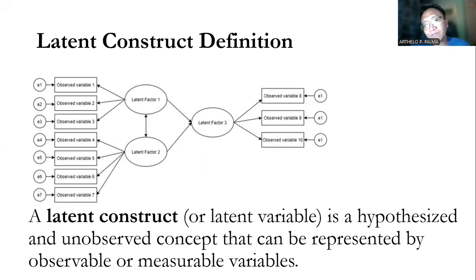Now, after we define the theory, let's proceed to latent construct definition. So what is a latent construct? The other term for latent construct is latent variable. It's a hypothesized and unobserved concept that can be represented by observable or measurable variables. So in this case, we have latent factor 1, factor 2, and factor 3, which can be measured by the observed variables. So what does it exactly mean?